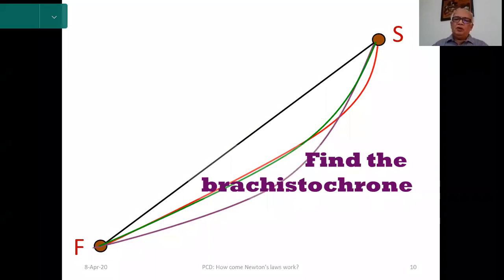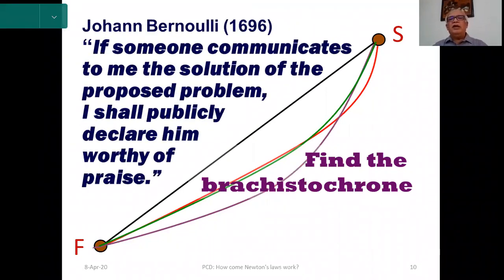All right. So this was the question posed by Johann Bernoulli, and it was a challenge question. What he said is that if somebody communicates to me the solution of the proposed problem, I shall publicly declare him worthy of praise. So that was how hard a problem it was. And in those days, it was common for mathematicians and physicists to pose such challenge questions to each other and make an attempt to answer them.